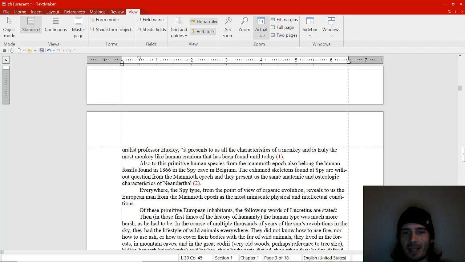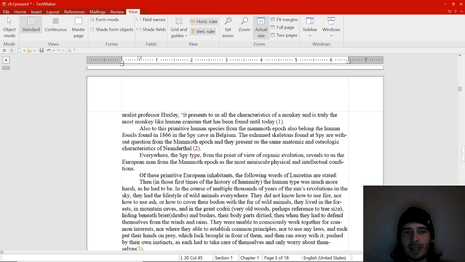The exhumed skeletons found at Spy are without question from the Mammoth epoch, and they present us the same anatomic and osteologic characteristics of Neanderthal. Everywhere, the Spy type, from the point of view of organic evolution, reveals to us the European man from the Mammoth epoch as having the most minuscule physical and intellectual conditions.